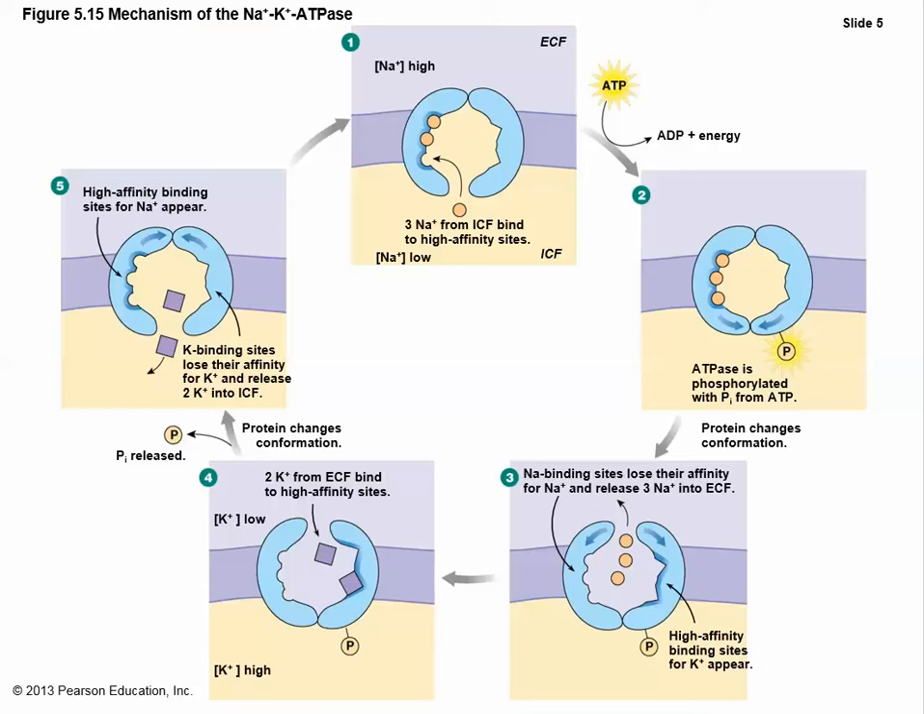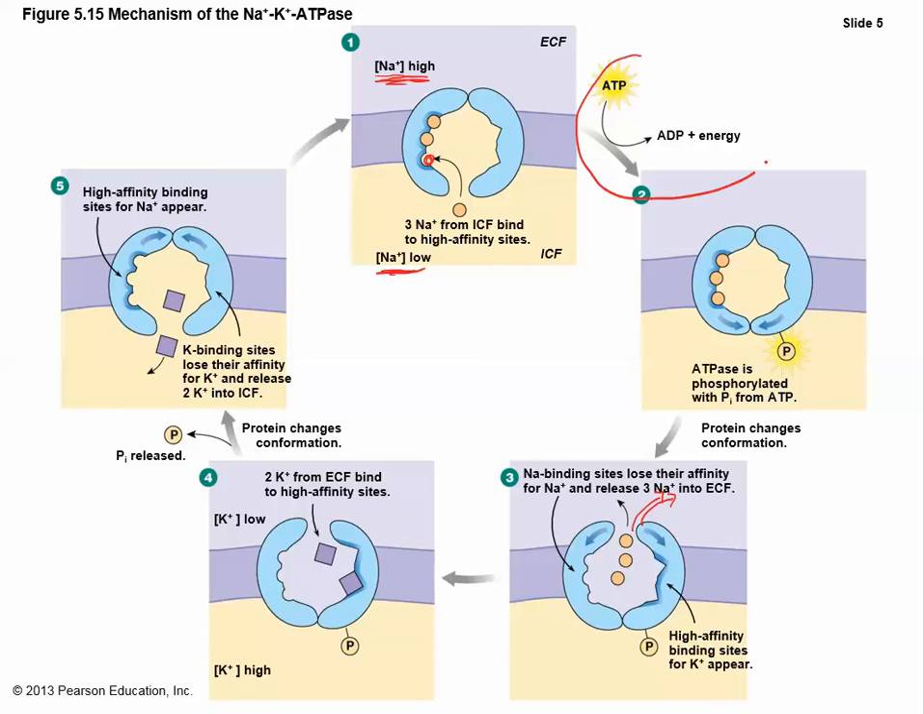Okay, and it requires ATP. So if we look at this in a little more detail, it says here that sodium concentrations are high out here, and low in here. So what happens is this thing is opened up, and every time a potassium or a sodium wanders over, it will bind to these binding sites. Once they're bound, it will close and then open on the other side, and it will release the sodium to the other side. And so it keeps pumping.